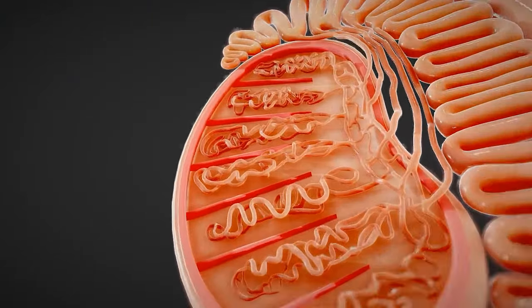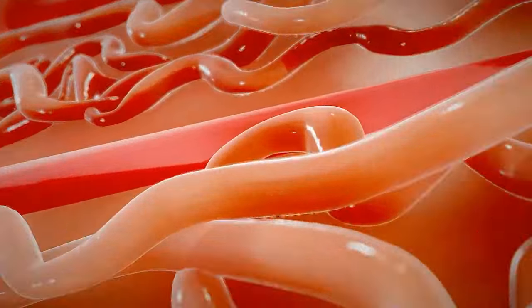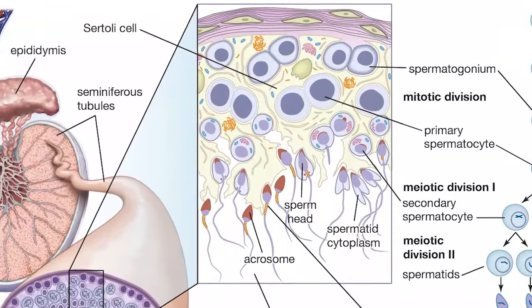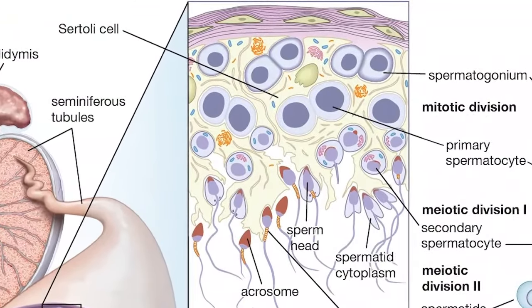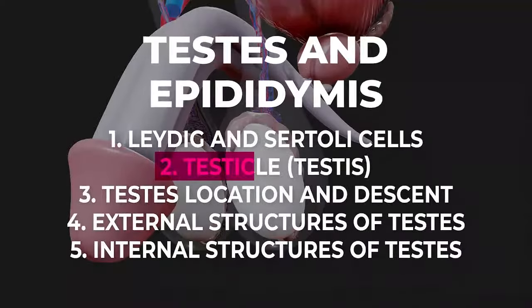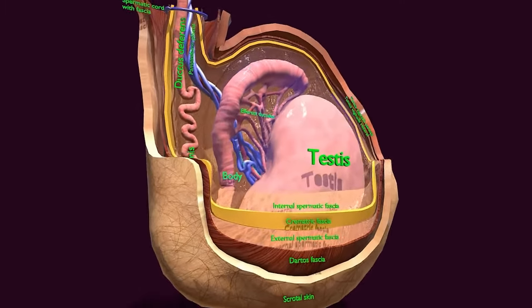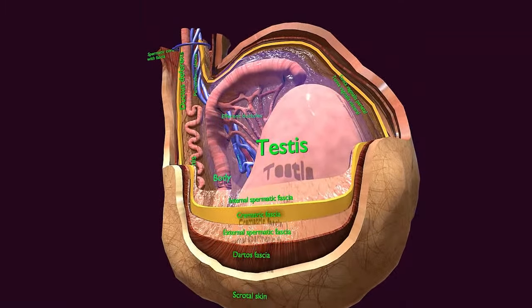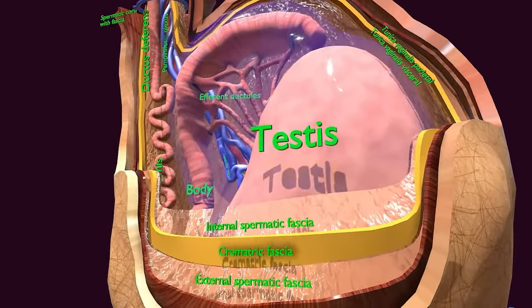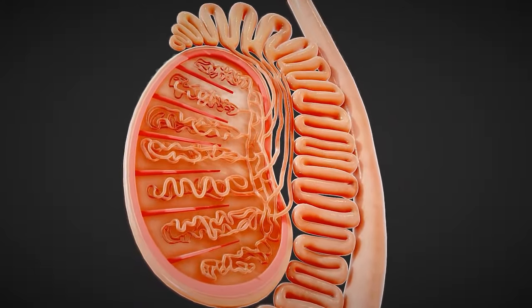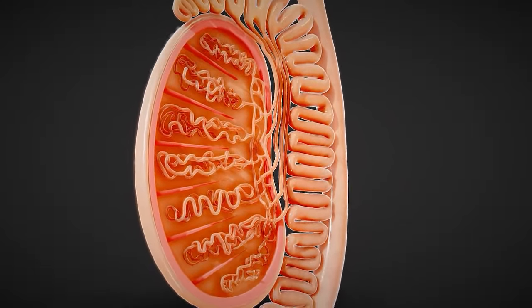Sertoli cells, on the other hand, are located inside the seminiferous tubules and provide nutrients to developing sperm cells, while also forming the blood-testis barrier to protect sperm from the immune system. Testicle, testis. The testicles are oval-shaped organs that produce sperm and testosterone. They are enclosed within the scrotum and divided into lobules by septa. Each lobule contains seminiferous tubules where sperm is produced.